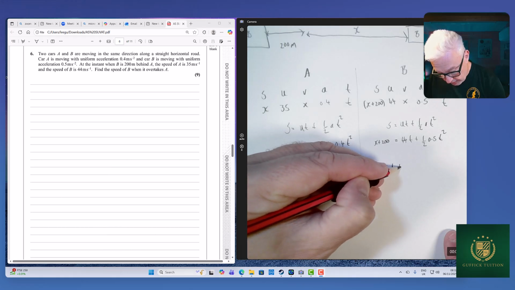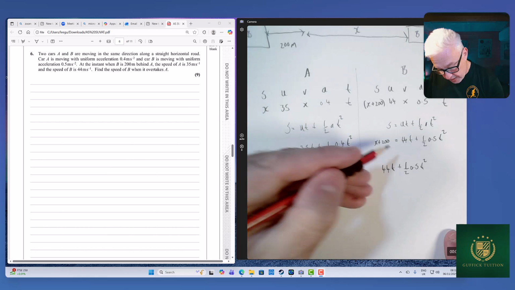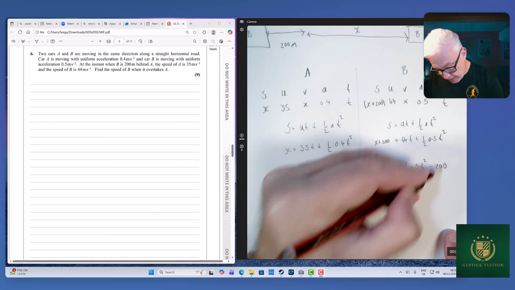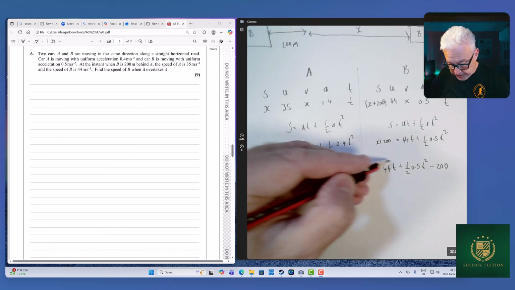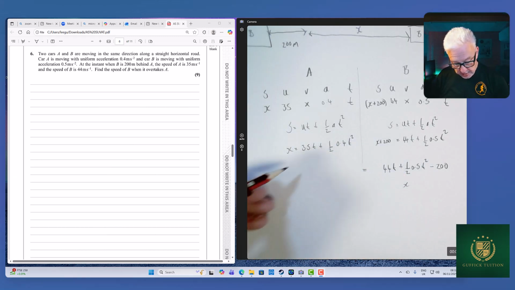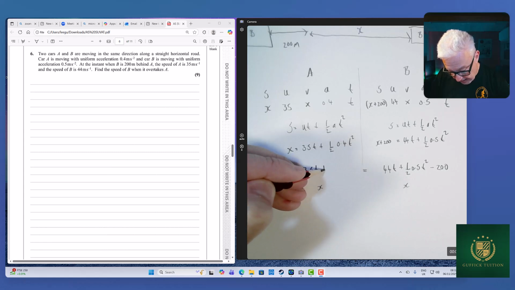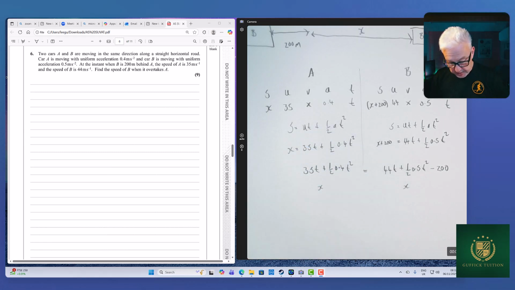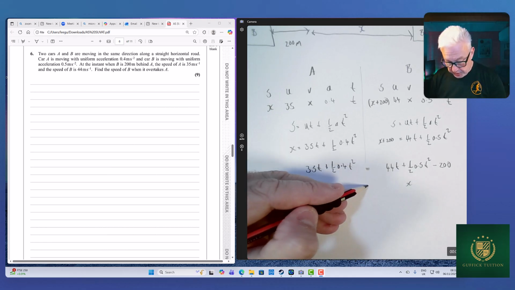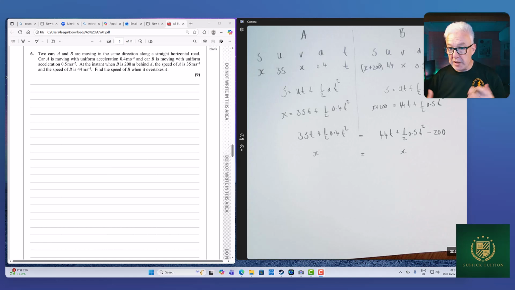That gives us 44t plus a half times 0.5t squared minus 200 is equal to x. This other equation is already equal to x, so it's 35t plus a half times 0.4t squared. So there we go. We've basically put the two equations both equal to x and put them equal to each other. So we can now go about solving this pair of simultaneous equations.